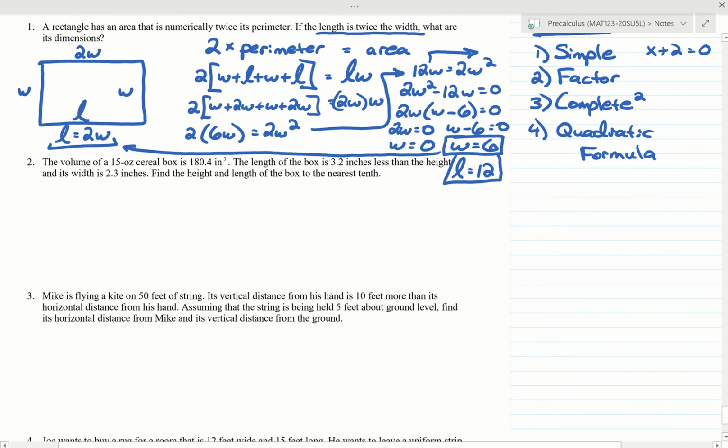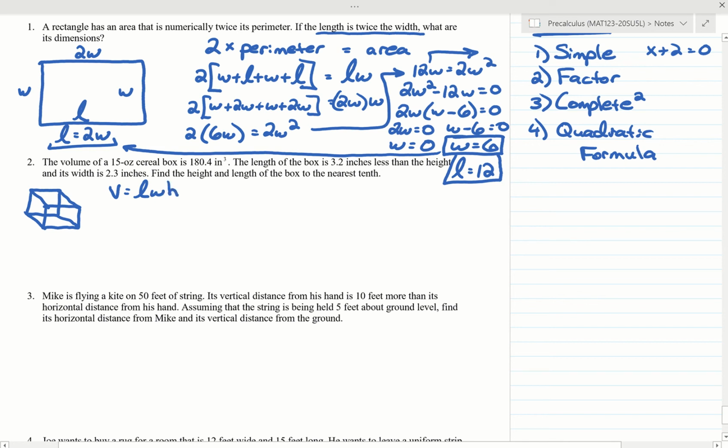Number 2, it says the volume of a 15-ounce cereal box is 180.4 cubic inches. The length of the box is 3.2 inches less than the height, and its width is 2.3 inches. Find the height and length of the box to the nearest tenth. Okay, so when we have a 3-dimensional shape here, I'll just draw out a picture. Something like this. Our volume is equal to the length times the width times the height. Or let's call length times width times depth.